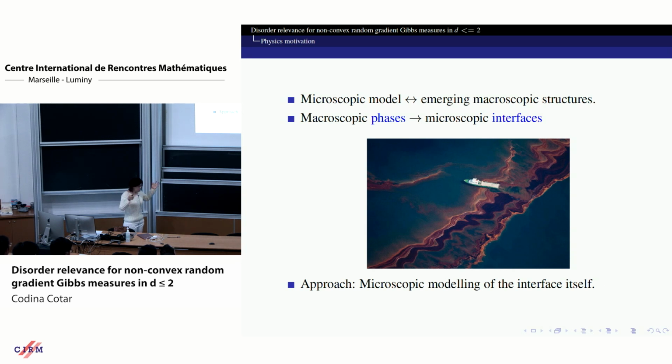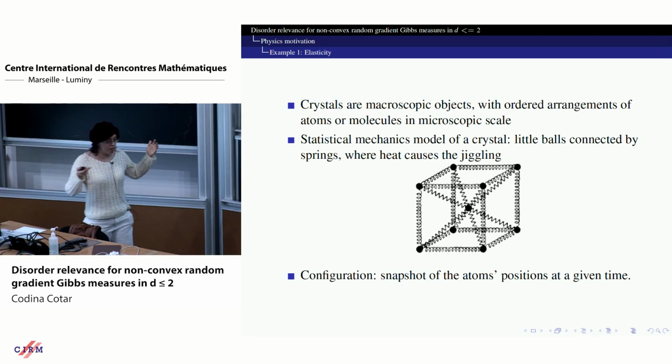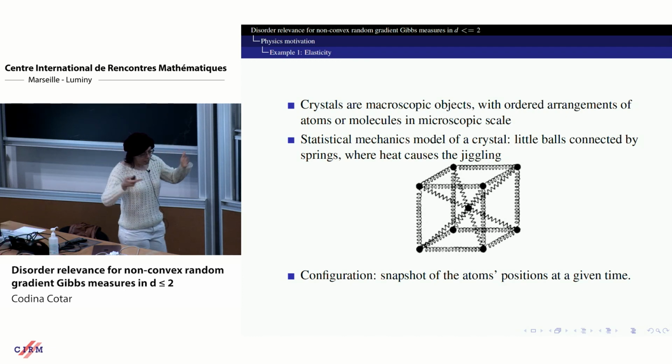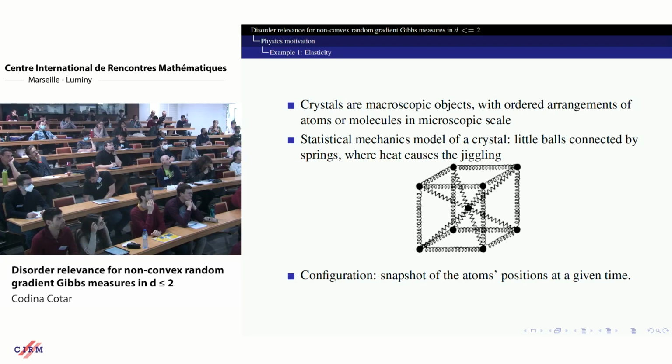Okay, so what we want to do, we want to look at a system. As Marek also mentioned, at macroscopic level, we may care about the shape that we have of the interface. At microscopic level, we are going to model the system using this Gibbs measure. And to give one example, we care about crystals and the way they react to various temperatures and the way they react to deformation.